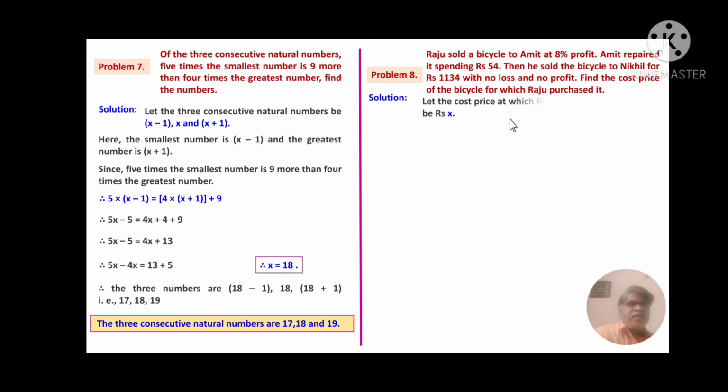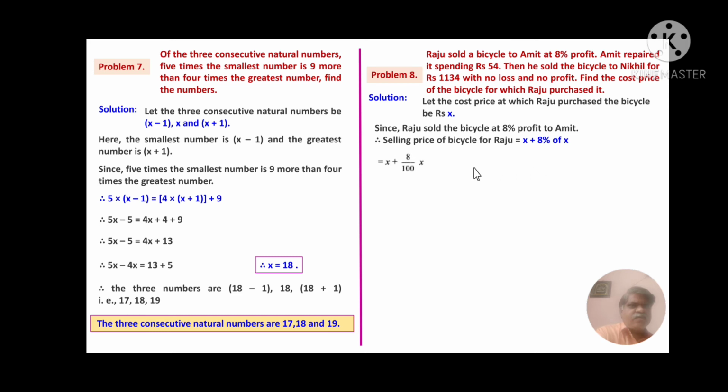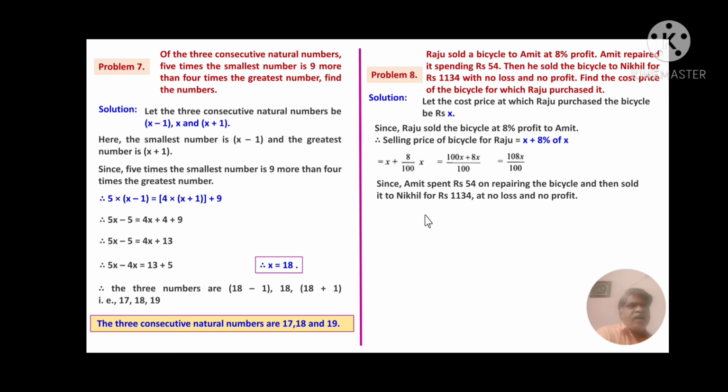So let the cost price at which Raju purchased this bicycle be rupees x. Since Raju sold the bicycle at 8% profit to Amit, the selling price of the bicycle will be x plus 8% of x. So it can be written as x plus 8 upon 100 into x. So that leads to 100x plus 8x upon 100, that is 108x upon 100.